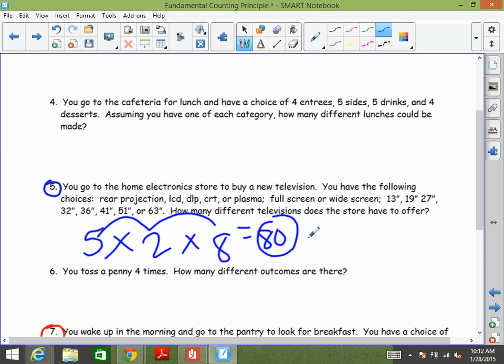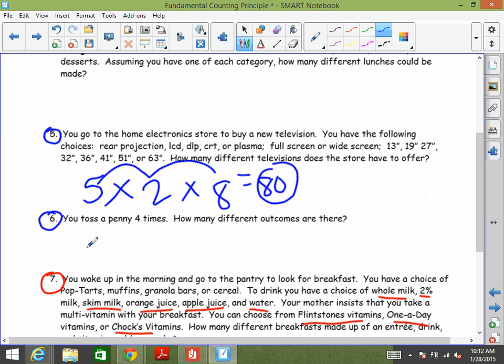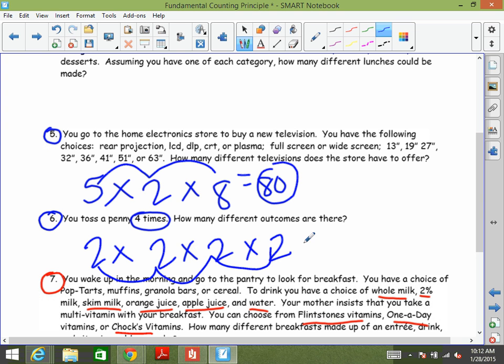How many outcomes are on a penny? 2. Okay, so let's look at number 6. If I toss a penny the first time, how many outcomes? It says I'm going to toss it 4 times. If I toss the second time, how many outcomes? If I toss the third time, how many outcomes? If I toss the fourth time, how many outcomes? So now I multiply. 2 times 2 is, 4 times 2 is, 8 times 2 is, 16. You can't go 2, 4, 6, 8.